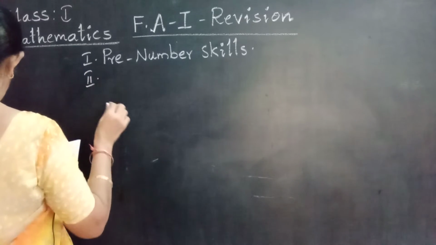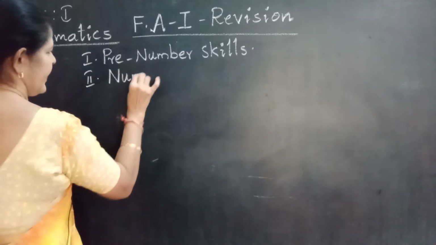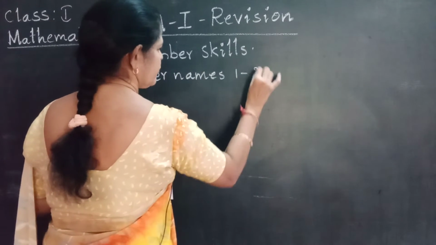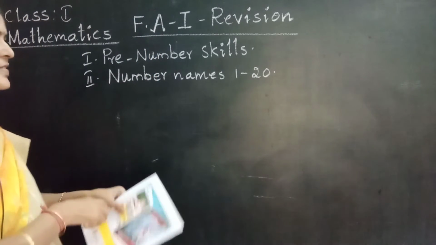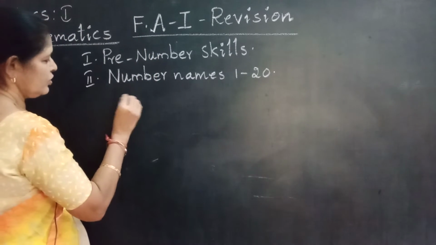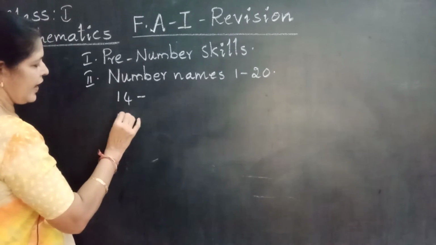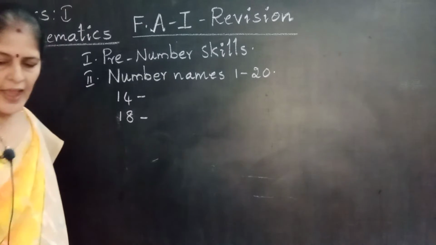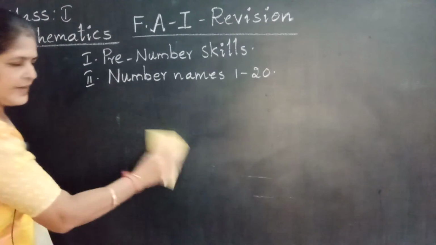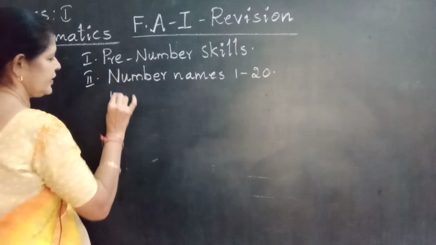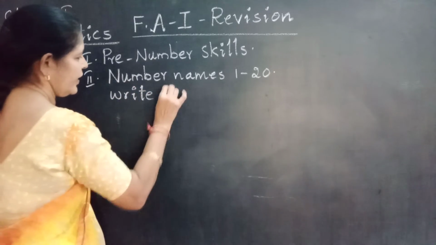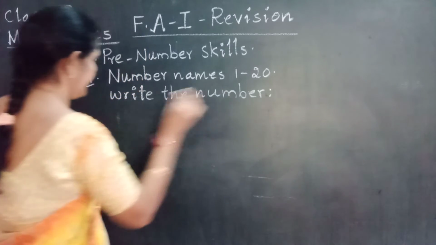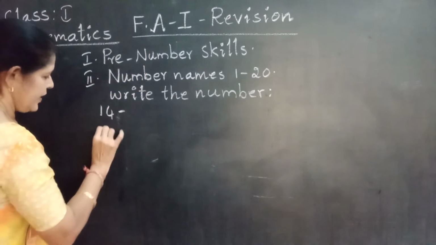Second Roman goes to number names. Number names up to 20, 1 to 20. In this I am going to give a number. Suppose given number is this and another one this. Number name means write the number name. I give you the heading: write the number name. Here you are going to write the number name. Write the number name of the following means the given number goes to this and this.